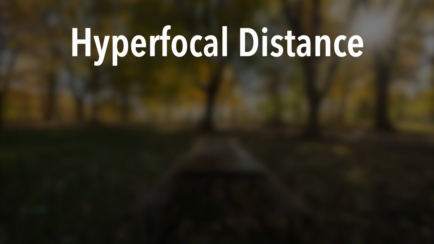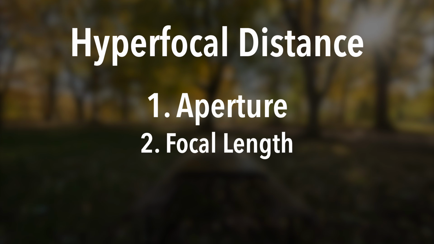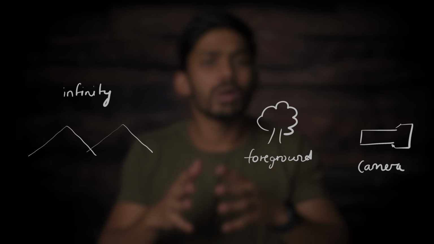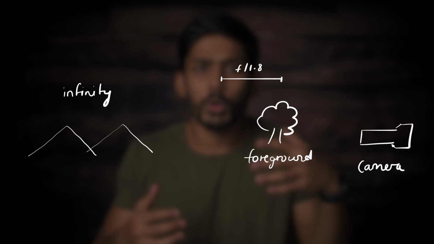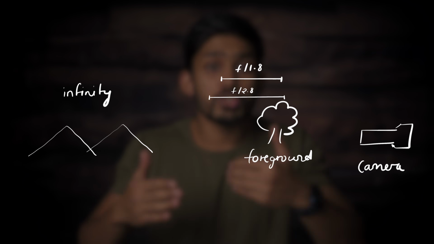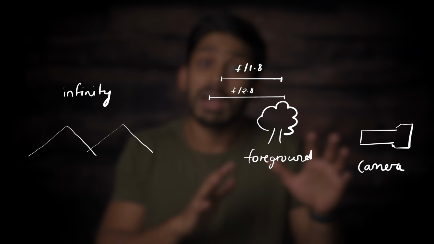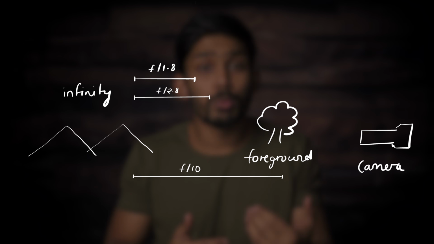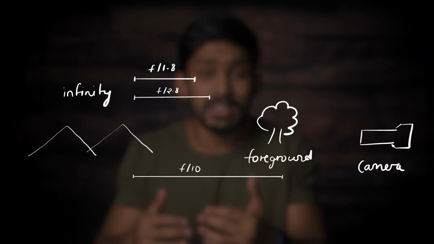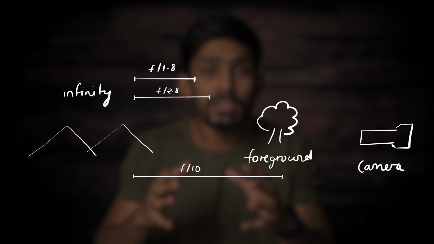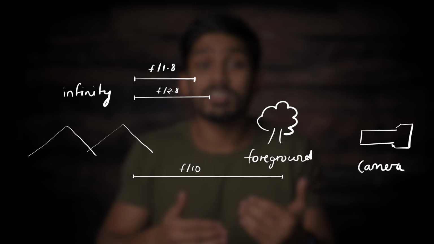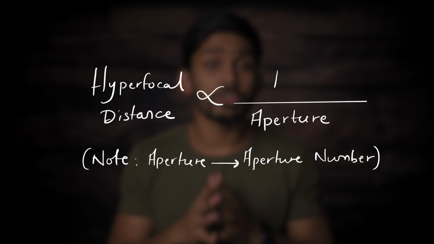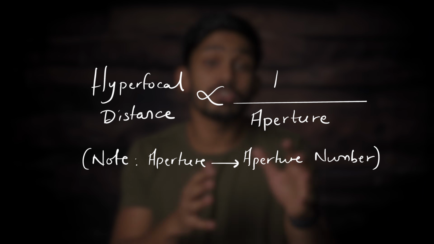Hyperfocal distance depends on three factors: the aperture, the focal length, and the crop factor. Talking about aperture, if you're using a wide aperture, something like f1.8 or f2.8, and you focus closer, the background is going to be out of focus. So you have to focus farther away. But if you're using a smaller aperture like f8 or f10 and you're increasing the depth of field, even if you focus closer, the chances are the background will be sharp. So as you use a smaller aperture, the hyperfocal distance reduces.